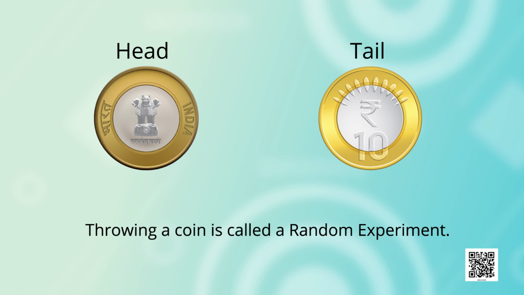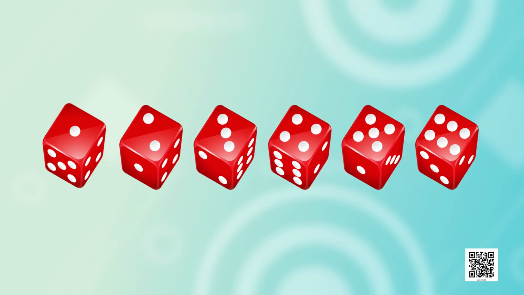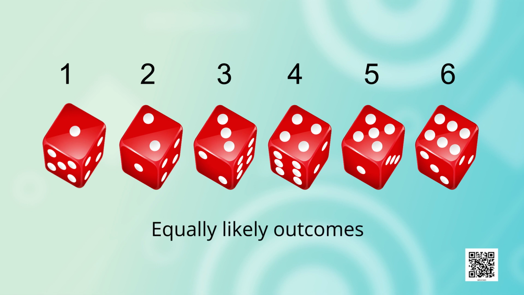Head or tail are the outcomes of the experiment which have an equal chance. Can you think of some other experiment which is a random experiment? What about throwing a die? It is also a random experiment where we do not know the outcome before throwing the die. 1, 2, 3, 4, 5, 6 are its equally possible or equally likely outcomes. One or more outcomes of an experiment form an event.